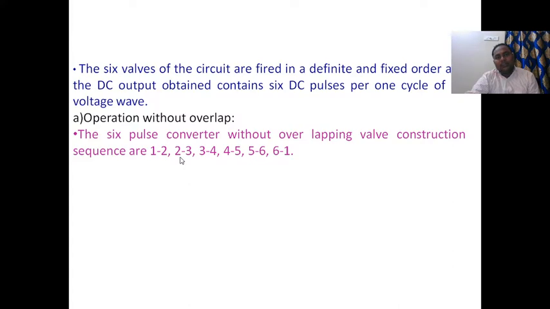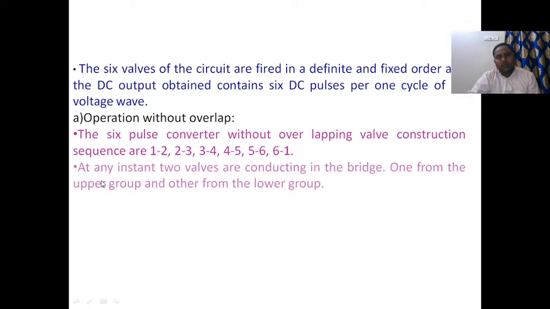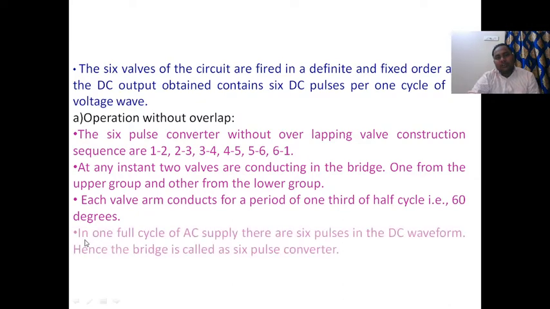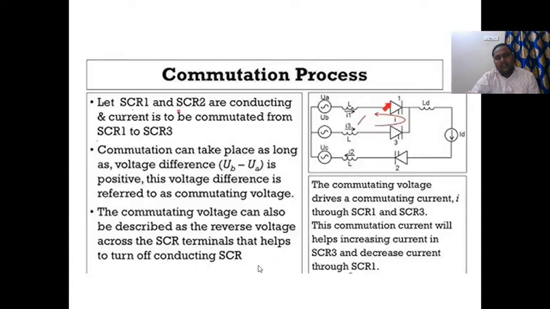2 is negative, 3 is positive. The current transfers from the second thyristor to the third thyristor. The current always flows from the positive group thyristor to the negative group thyristor. At any instant, two valves are conducting in the bridge, one from the upper group and the other from the lower group. Each valve arm conducts for a period of one third of a half cycle, 60 degrees. In one full cycle of AC supply, there are 6 pulses in the DC waveform. Hence the bridge is called a 6 pulse converter.